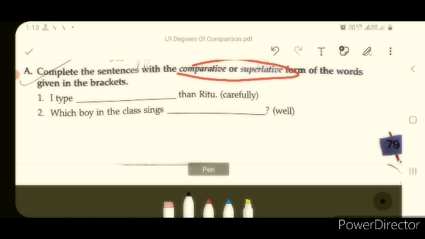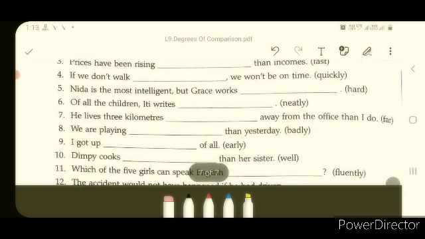Then 2. Which boy, what does it ask? In the class sings dash well. What will it be? Best, isn't it? Because we are talking about each and every one. In the similar manner, try and do the rest.